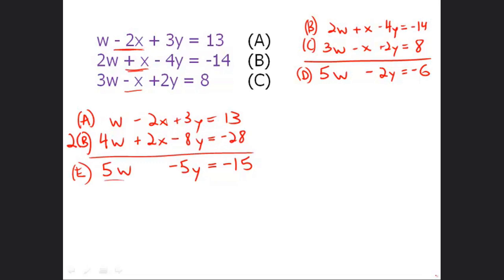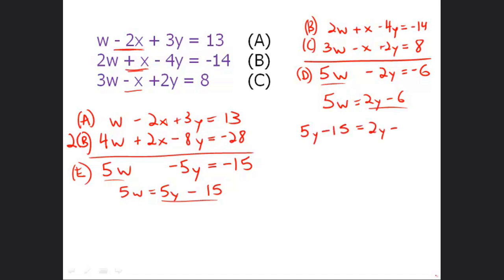only because I notice I have a 5w here and a 5w here. Wow, those are kind of screaming out to me now. Can I just solve for 5w in both of these equations? 5w equals 2y minus 6. 5w equals 5y minus 15. So if these two things both equal 5w, they must be equal to each other. This is an example of substitution. We're going to set these equal: 5y minus 15 equals 2y minus 6.